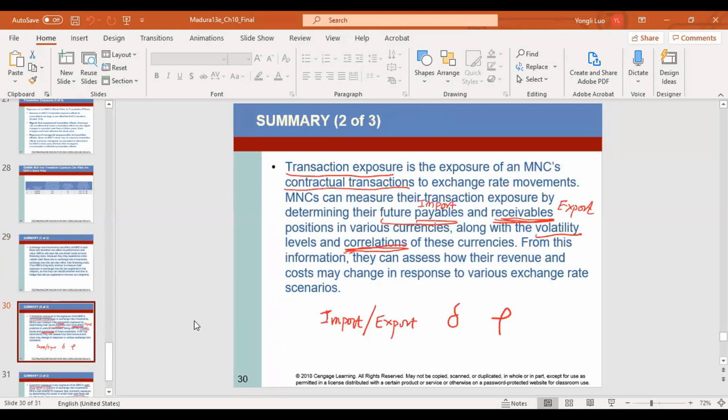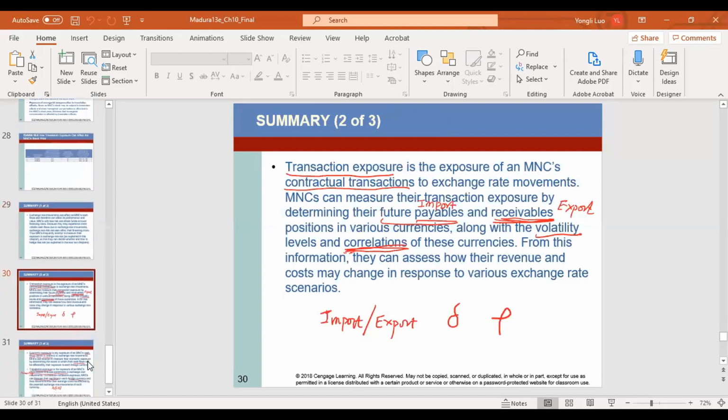Transaction exposure is the exposure of an MNC's contractual transactions to exchange rate movement. MNCs can measure their transaction exposure by determining their future payables and receivables position in various currencies, along with the volatility levels and correlations of these currencies. From this information, they can assess how their revenue and cost may change in response to various exchange rate scenarios.